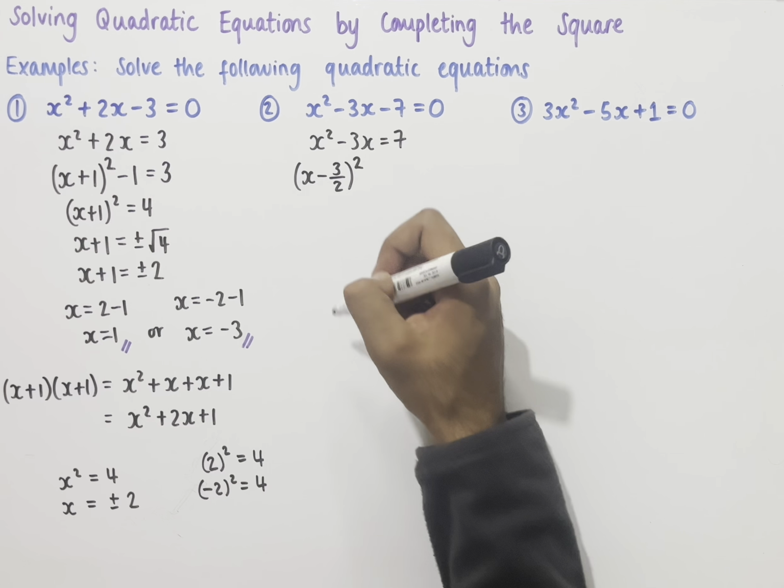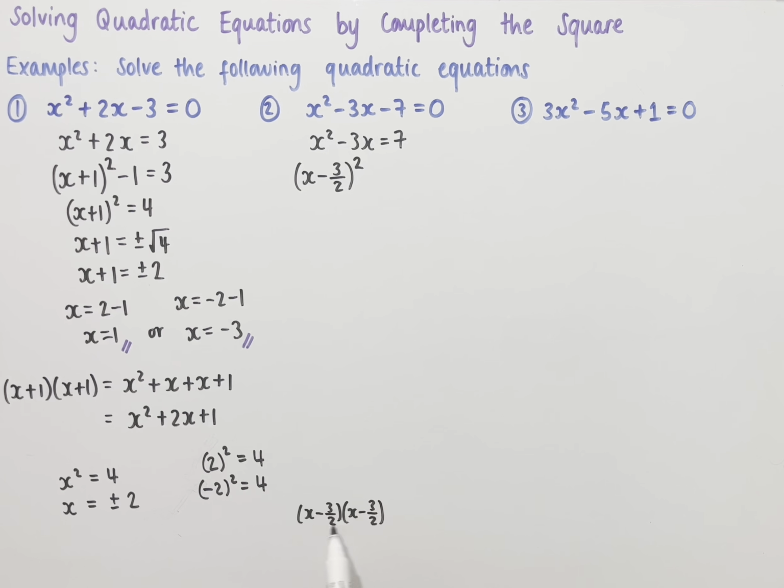Now if we were to expand this bracket out, we would get the following. x times x gives us x squared. x times minus 3 over 2 gives us minus 3 over 2 x, and then minus 3 over 2 times x gives us minus 3 over 2 x again, and then minus 3 over 2 times minus 3 over 2 gives us plus 9 over 4. If we collect like terms here, we end up with x squared minus, so minus 3 over 2 minus 3 over 2 is minus 6 over 2, which simplifies to minus 3. And we also have the x, so minus 3x and then plus 9 over 4.